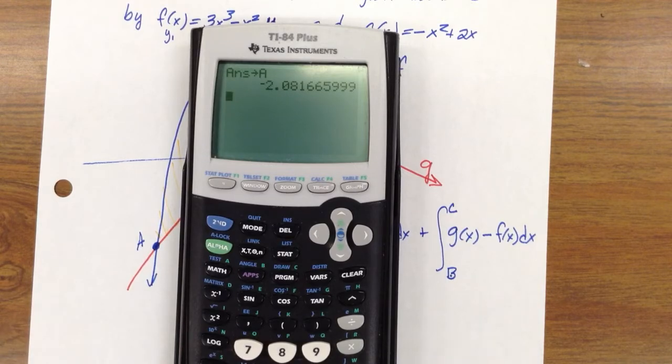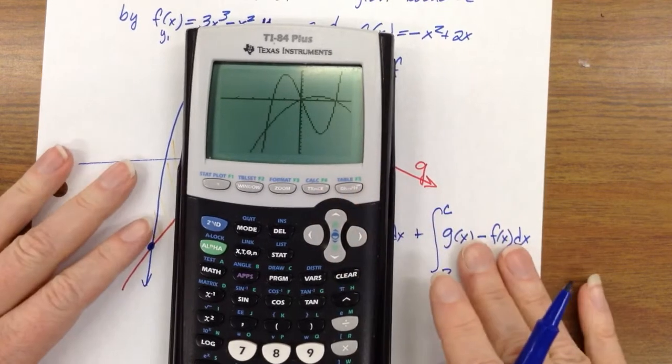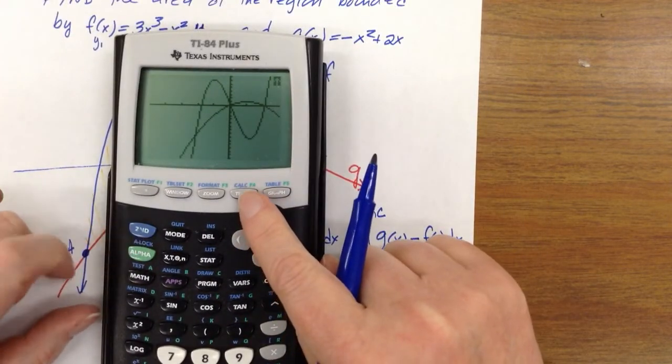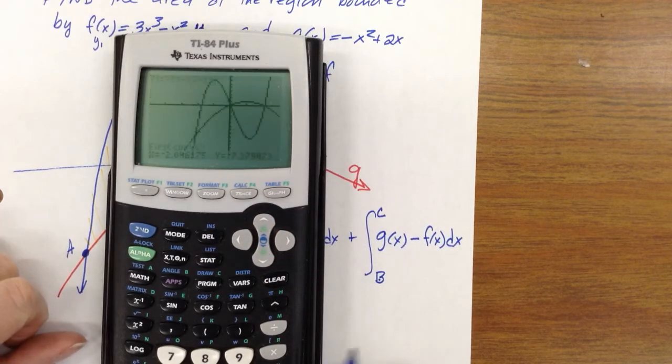We're going to do this exact same process on C. I go back to my graph. Campers, if you need to pause this and slow it down and do all of that, by all means go ahead. It's the calculate menu, it's number 5.